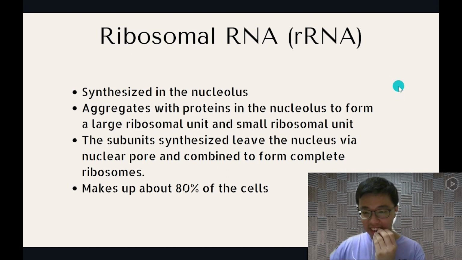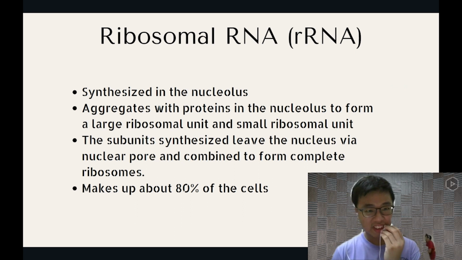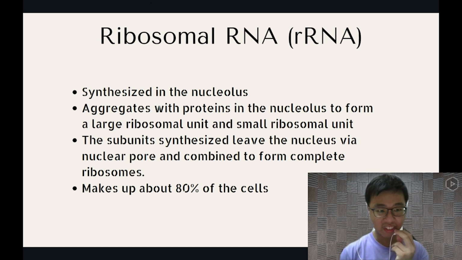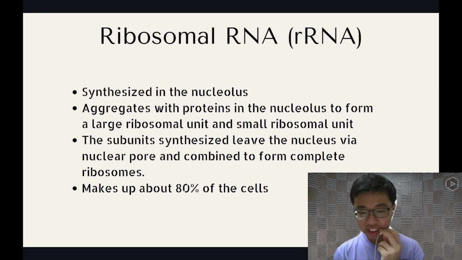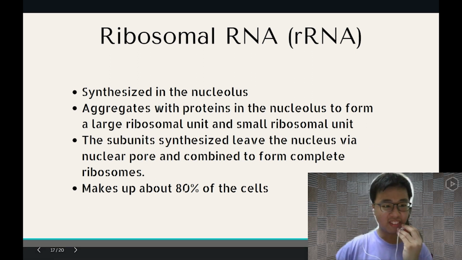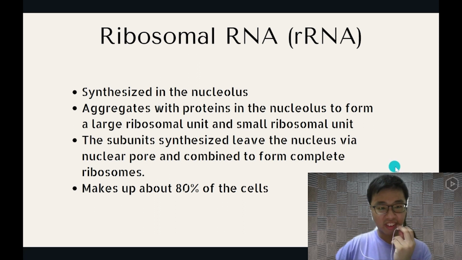Ribosomal RNA is synthesized in the nucleus. The aggregates in the nucleus form the large ribosomal subunit and small ribosomal subunit. The subunits synthesized in the nucleus leave the nucleus by nuclear pores and combine to form complete ribosomes. They make up about 80% of the RNA in the cells.